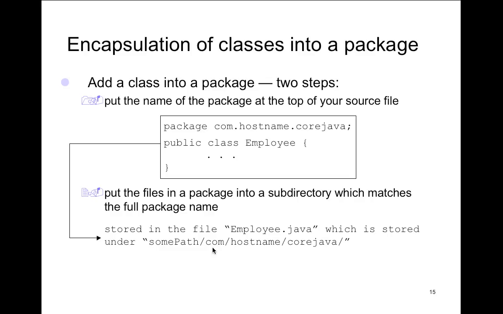So stored in the file employee.java, which is stored under some path, com, hostname, core Java, in terms of how it's stored. In fact, if you do that, you can do what we just saw in my examples. Don't even include package in the file. If it's all stored in the same directory, it's in the same package, theoretically.